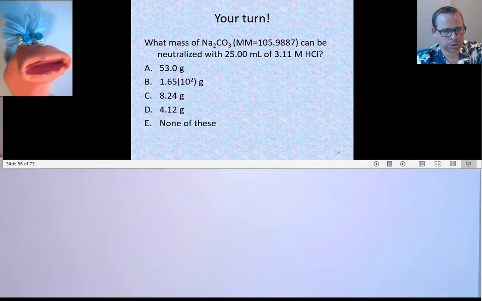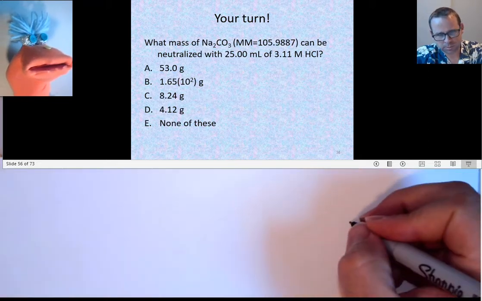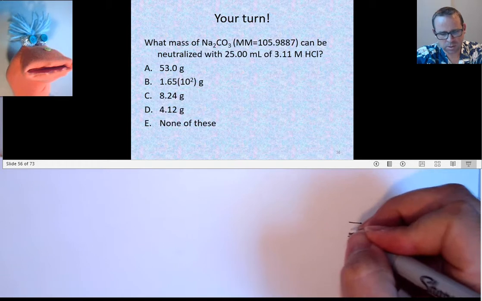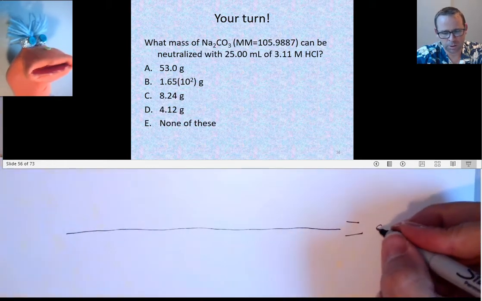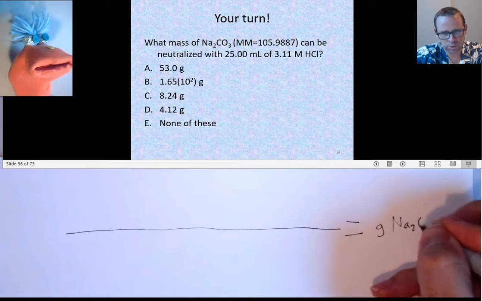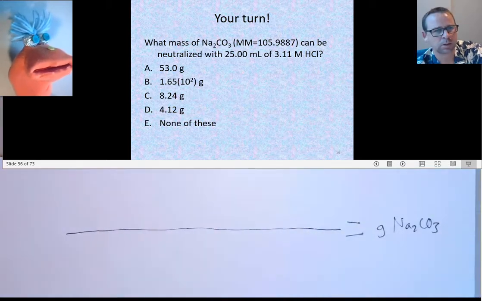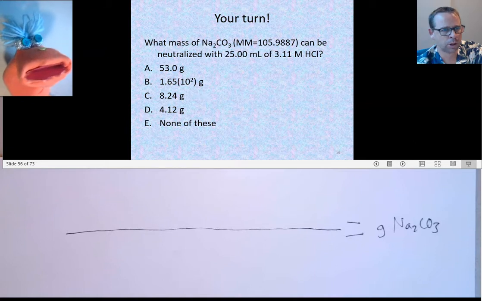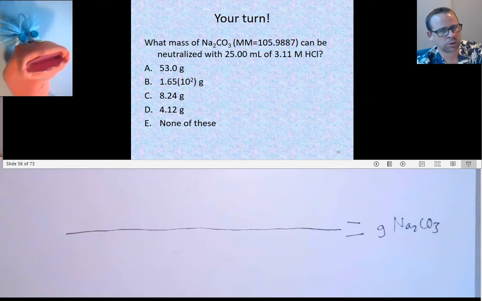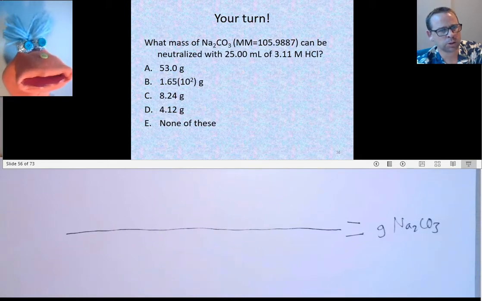All right, what do we do, Fred? We write an equal sign. Very good. What goes to the right of our equal sign? Grams of sodium carbonate, Na2CO3. That's what we want. So now, what do we do? Well, I would start with moles of HCl on top to convert that to moles of sodium carbonate.